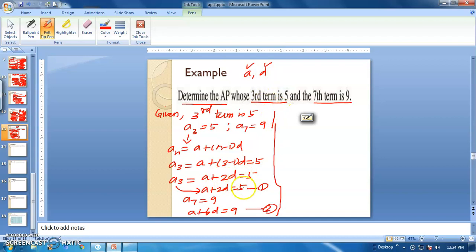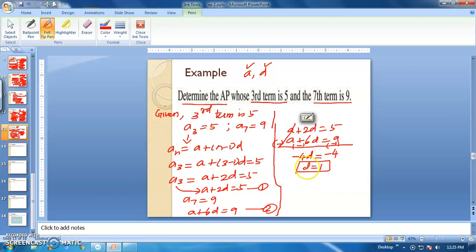So now I'm going to solve these two equations. A plus 2D equal to 5 and A plus 6D equal to 9. These two are linear equations in two variables A and D. Now I am going to solve by using the elimination method. Now subtract these two equations. So A and A cancel each other. And what about here? Plus 2D minus 6D, so minus 4D equal to 5 minus 9, that is minus 4. So D equal to 1. So the common difference is 1.